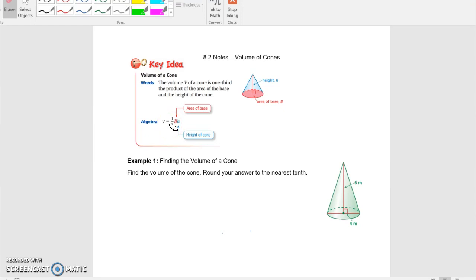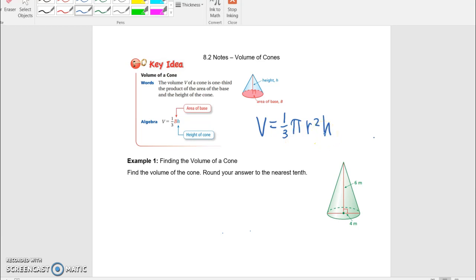So as always, we need to use a formula. And the shape of our base is a circle, so I'm going to have to include that when I write the formula. So I want you to write V equals 1/3 pi r squared h. Because our base is a circle, we have to use the area of the circle.